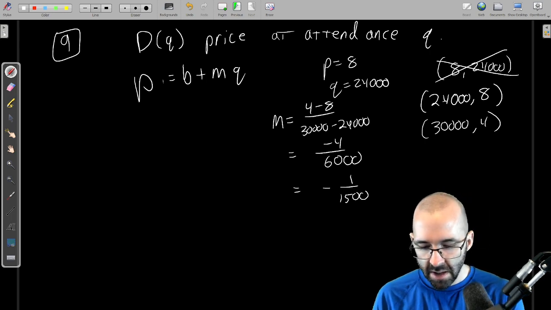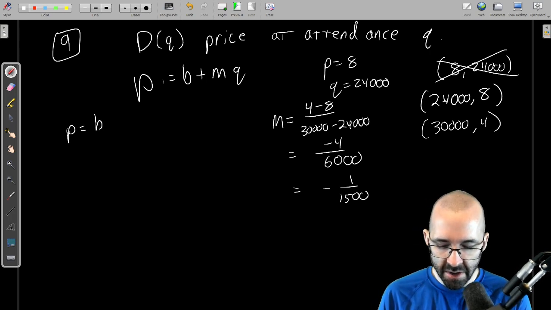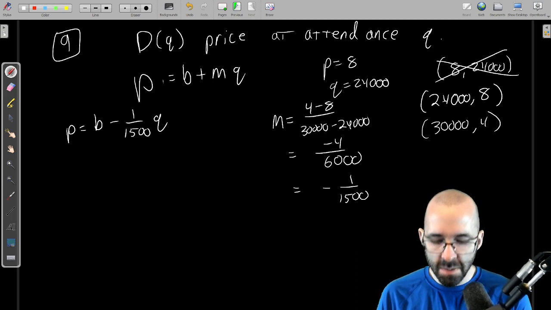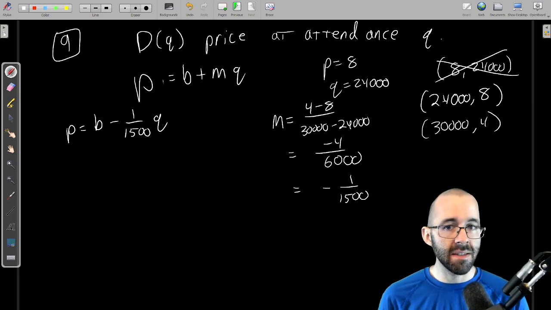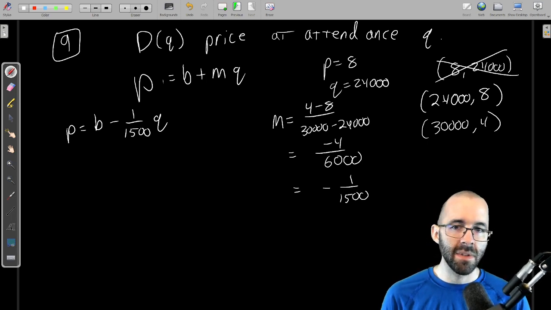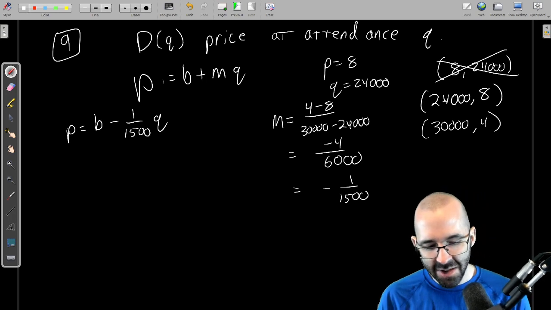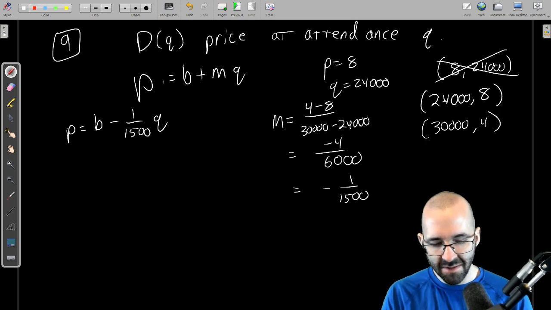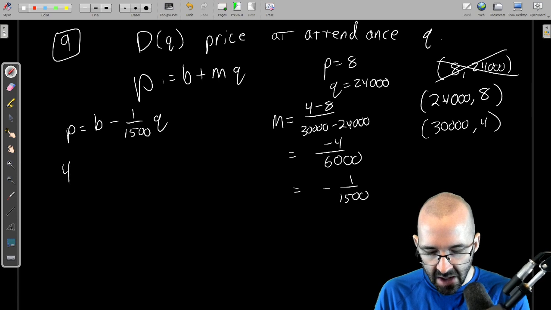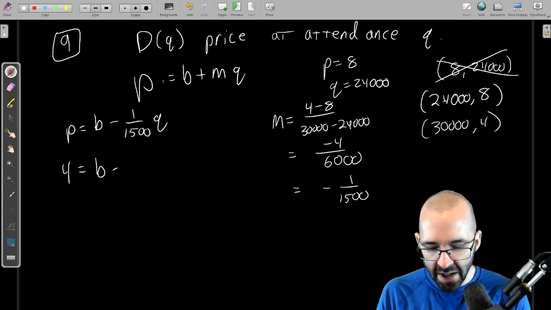So P, or you can use D of Q still, is B minus 1 over 1500 times Q. And if you're nervous about the slope, plug in some attendance numbers and see if this checks out. We'll do this after, once we find the B value. We could use either one of these points to find the B value. I'm going to choose the one with 30,000. It doesn't matter. A price of 4 will give us a B value.